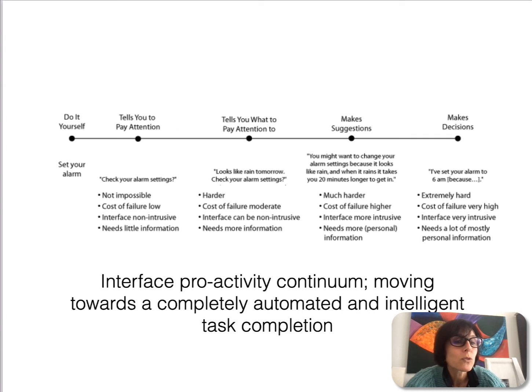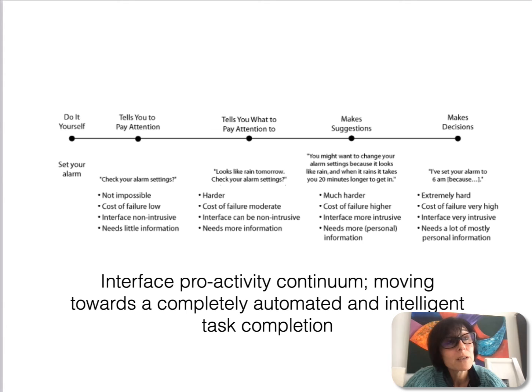And then we've got an alarm clock that makes suggestions. You might want to change your alarm settings because it looks like rain. And when it rains, it takes you not 20 minutes longer, but 2 hours longer. So you might want to change your alarm settings for that. So it's not just asking you to pay attention, but it's also making meaningful and reasonable suggestions based on some sort of rationality. Do you realize where the agent is coming in, where the agent's role is becoming more pronounced now? And this is where it gets much harder.